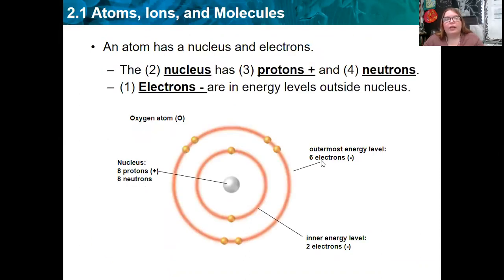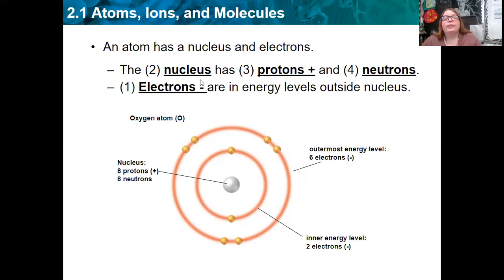Anyway, so atoms have a nucleus and electrons. The nucleus has protons. Ignore the numbers right here. That was left over from last semester. There were guided notes that we did when we were in person. So if you're wondering what those are, don't panic. They were just to help them find the blanks where things go.